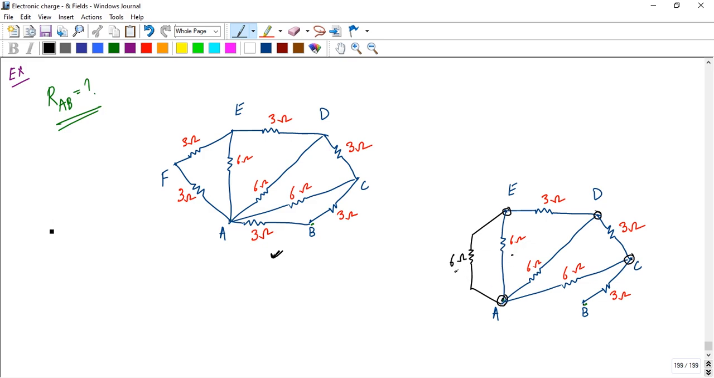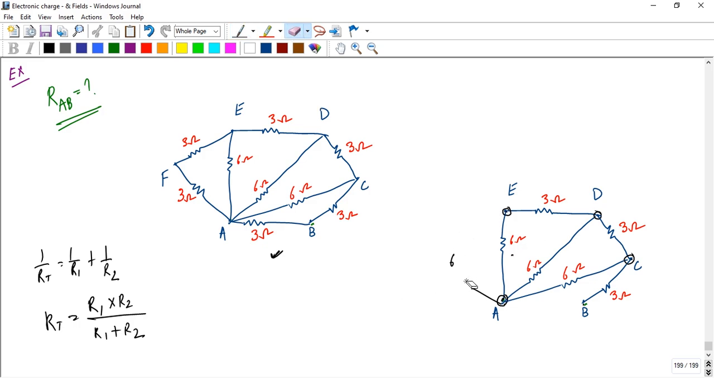So we know the parallel concept. There is a reciprocal concept, that is 1 by RT equals 1 by R1 plus 1 by R2, and the shortcut, if there are two resistors, is RT equal to R1 times R2 by R1 plus R2. So 6 times 6 is 36 divided by 12, so that is 3. So remove these two and this 6, and that is a 3 ohm resistance.